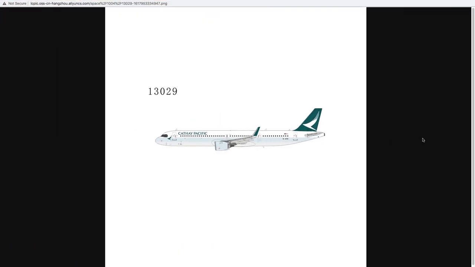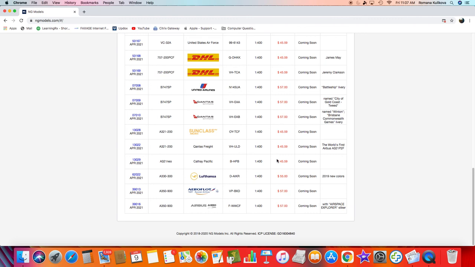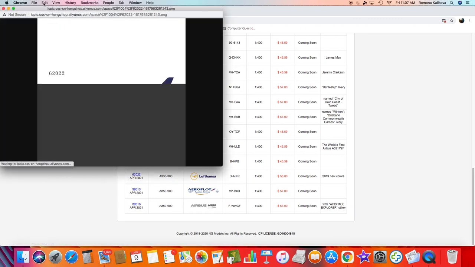Moving on down the line, we have this Cathay Pacific 8021 Neo. Not much to say about it. It's just a Cathay Pacific 8021 Neo. And this is another one of those instances where I feel like model companies are copying each other, because I think another model company, either Gemini or JC, they've already released this, or they are going to release it. I think it's Aero Classics, is it? No, it's one of those companies that's going to be releasing this exact same model. So this is one of those instances where I feel like model companies are copying each other. But yeah, registration is Bravo Hotel Papa Bravo, BHBB. It's 1-400, the price is $45.59.